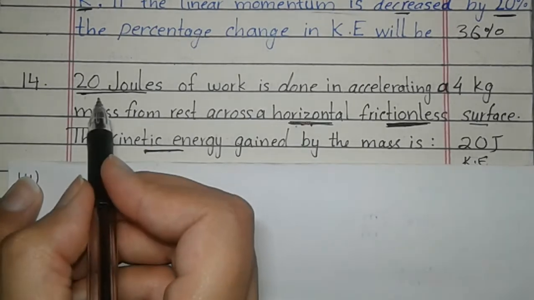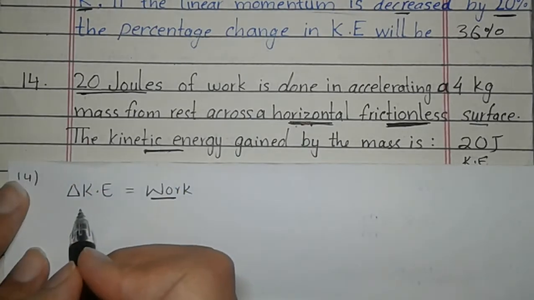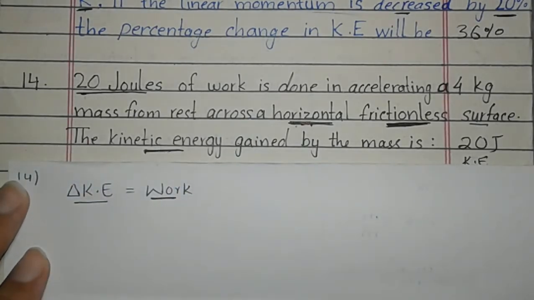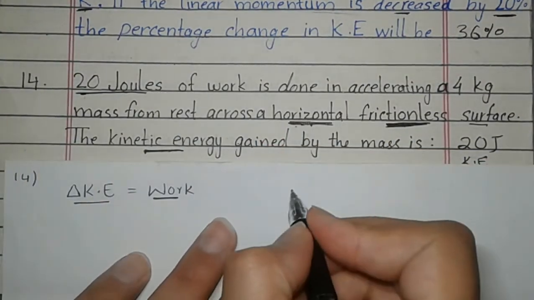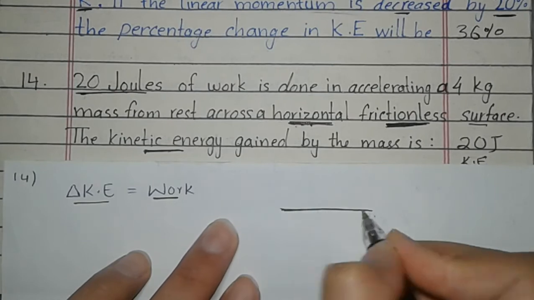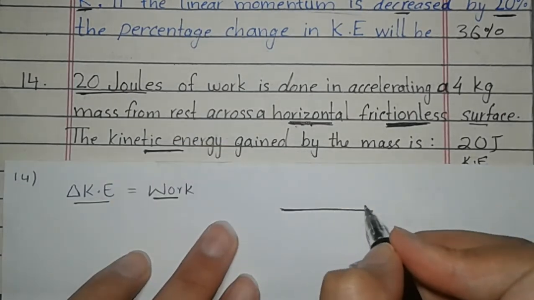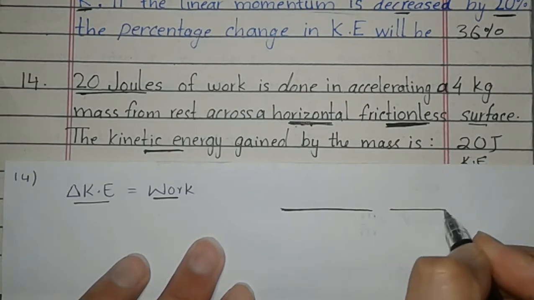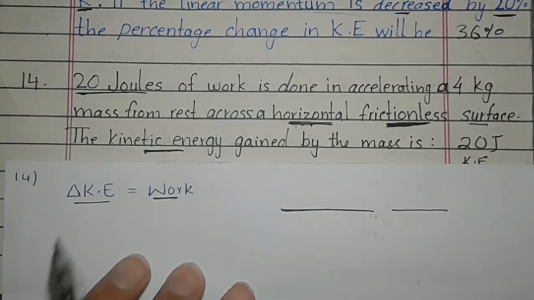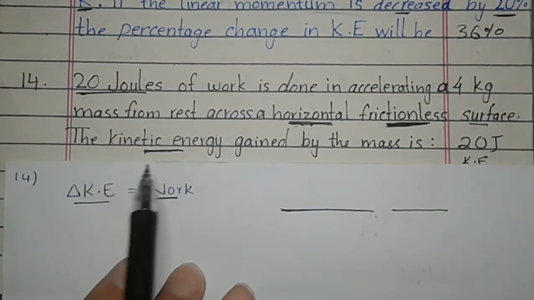So 20 joule of work is done, which means that kinetic energy will be 20 joule. Okay, here just two conditions are there. The horizontal surface, which means that the work is not converted into any potential energy, and the frictionless, which means that no work is converted into heat. So the whole amount of work is converted into kinetic energy.